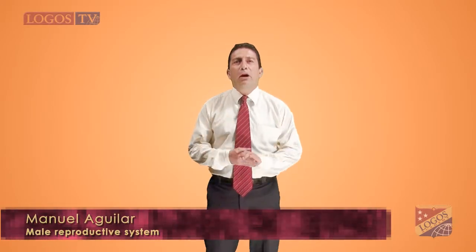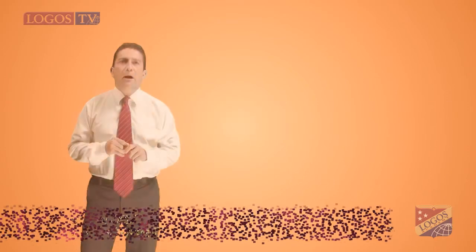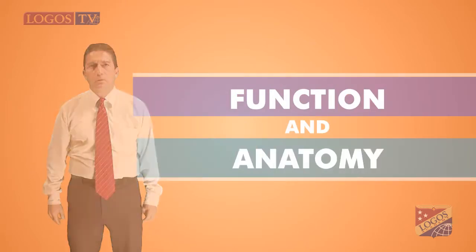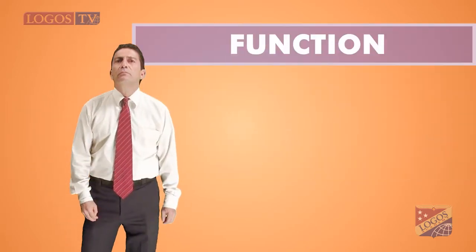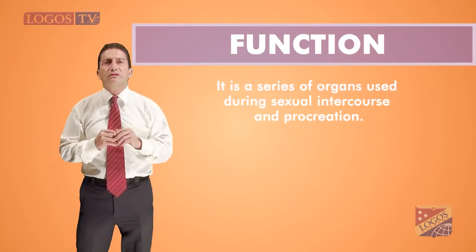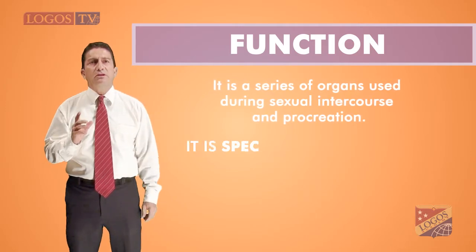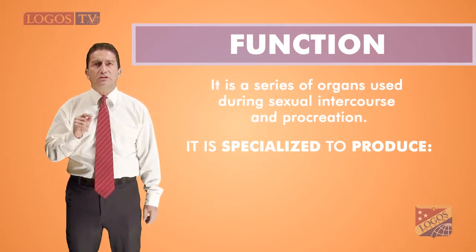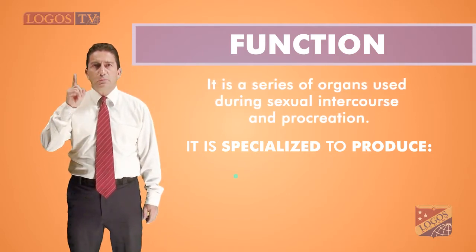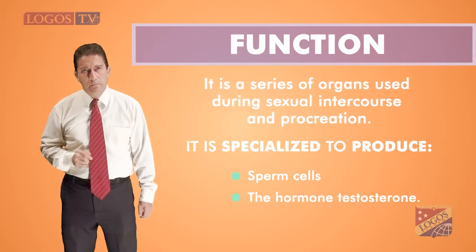Today I'm going to talk about the male reproductive system, specifically about two parts, the function and the anatomy. First of all, the function. It is a series of organs used during sexual intercourse and procreation. And it is specialized, this male reproductive system, to produce two different things: sperm cells and the famous hormone testosterone.